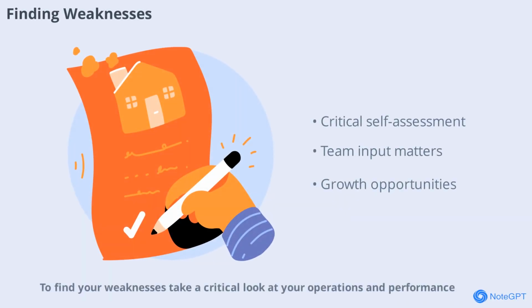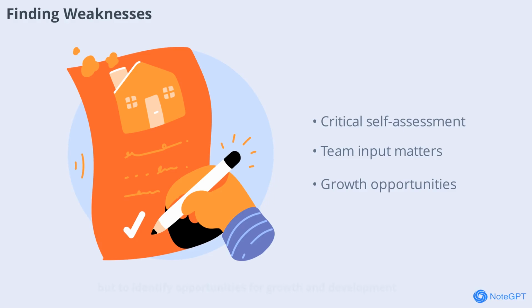Find your weaknesses. Take a critical look at your operations and performance. Ask yourself where you consistently fall short or receive negative feedback. Are there processes that are inefficient or resources that are lacking? It's helpful to involve your team in this process as different perspectives can reveal blind spots. Remember, the goal isn't to dwell on shortcomings, but to identify opportunities for growth and development. By being honest about your weaknesses, you set the stage for meaningful improvement.